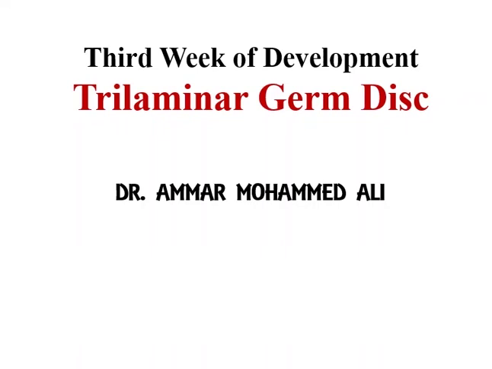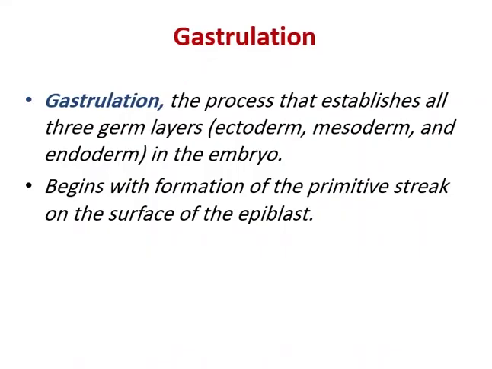Starting with gastrulation. Gastrulation is defined as the process that establishes all three germ layers, ectoderm, mesoderm, and endoderm, in the embryo. Also, the beginning of formation of the primitive streak on the surface of the epiblast occurs at the same time as the formation or enhancement of formation of these three germ layers.